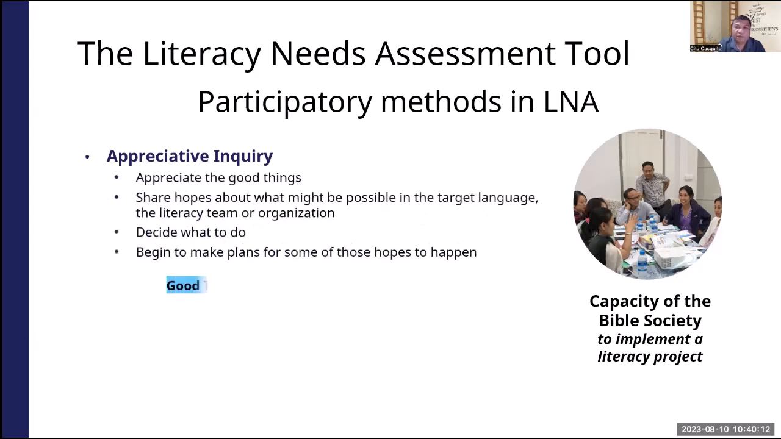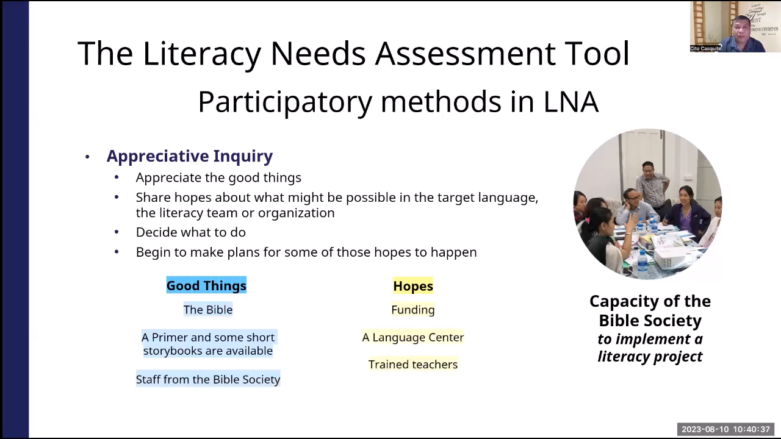So for appreciative inquiry, this allows the members of the community and even the teams, literacy teams, or even the organization to appreciate the good things as well as to share hopes about what might be possible for the target language or in the literacy team or in the organization. And then they can decide what to do with the good things, or they can begin to make plans for some of those hopes to happen.